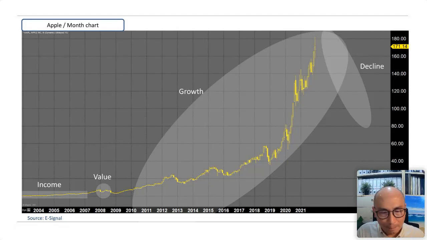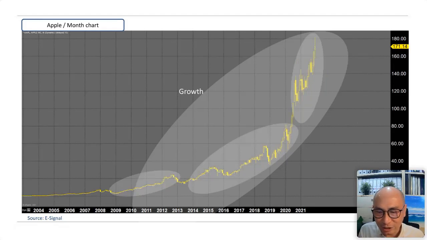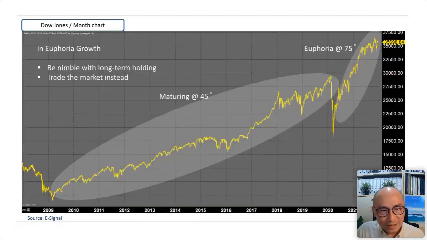By and large, we discussed that the US market is entering into a growth stage. We also discussed that there are 3 stages in every growth stage. What are the 3 stages? They are the beginning stage, the maturing stage, and the euphoria stage. So we understand that most of the US market is in the euphoria stage right now.